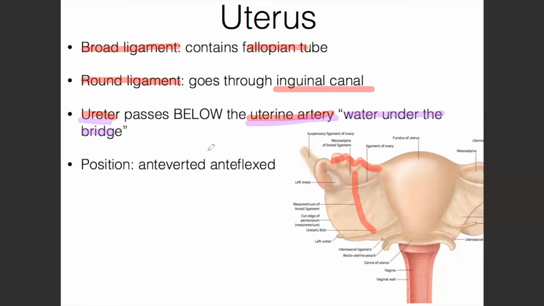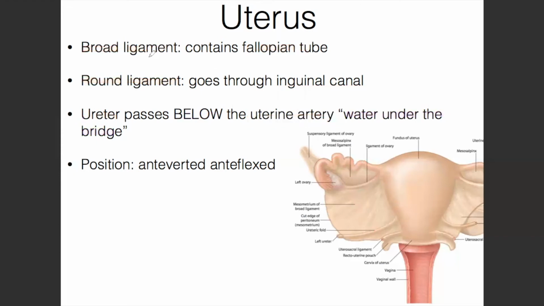This is also very important and they mention it a lot, because in surgery the ureter and the uterine artery look very similar. You're supposed to ligate the artery, not the ureter. It's a very common mistake to mix up the two. To tell them apart, always remember that the ureter is the one that's below.